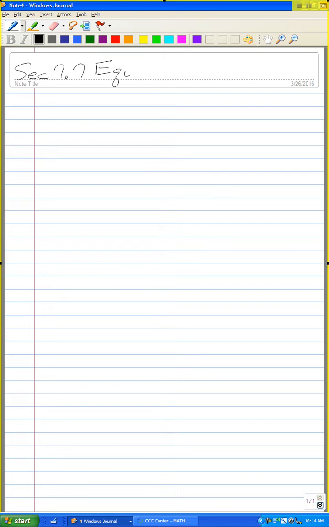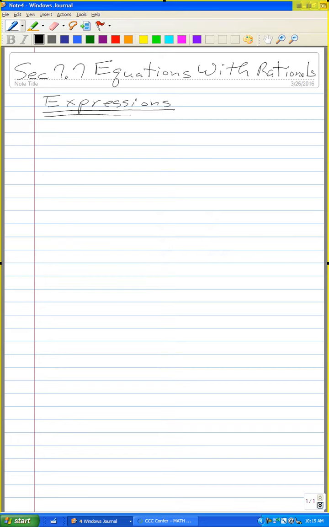Okay, section 7.7. Equations with rational expressions. Okay, so this is similar to the last section.